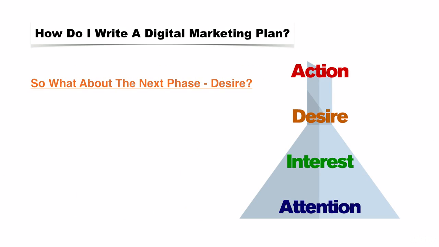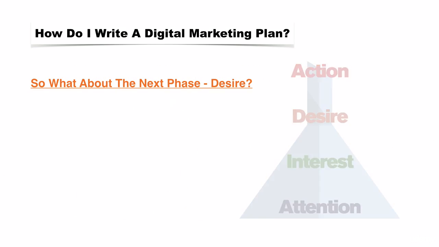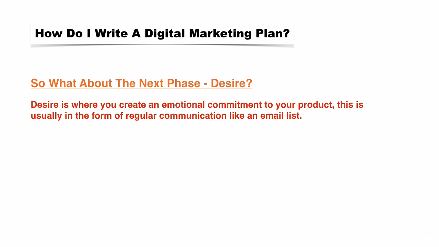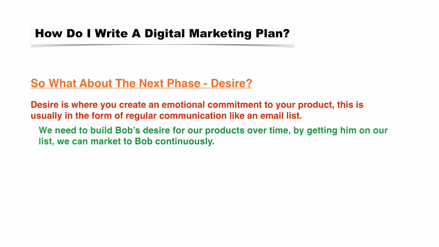So what about this next phase, this desire phase? Desire is where you create an emotional commitment to your product. This is usually in the form of regular communication through something like an email list. We need to build Bob's desire for our products over time. Now, sometimes people will buy our products straight away, but oftentimes we have to develop desire for a product. So by getting him on our email list, we can market to Bob continuously.